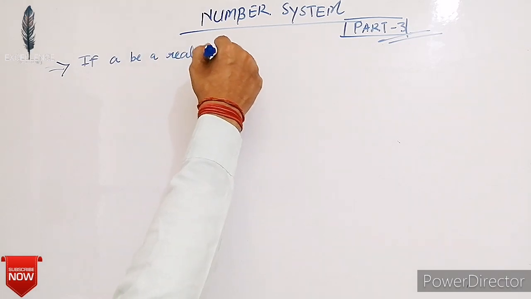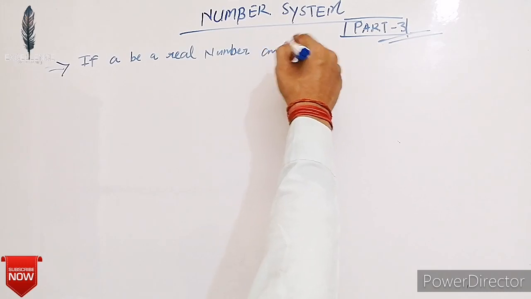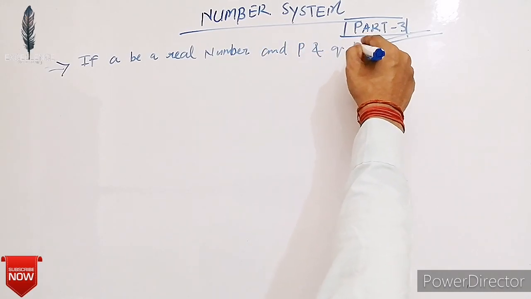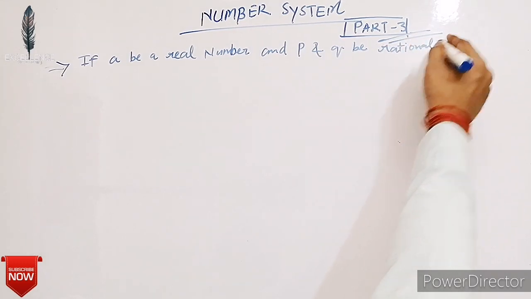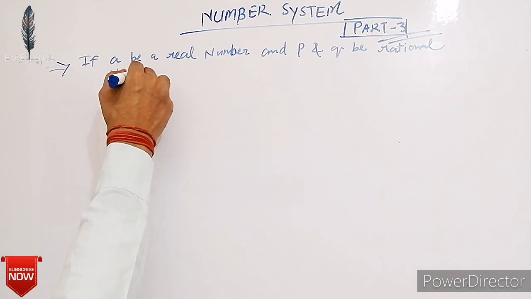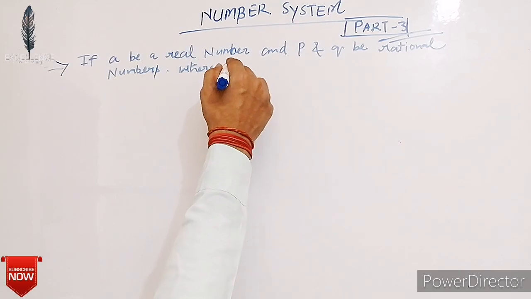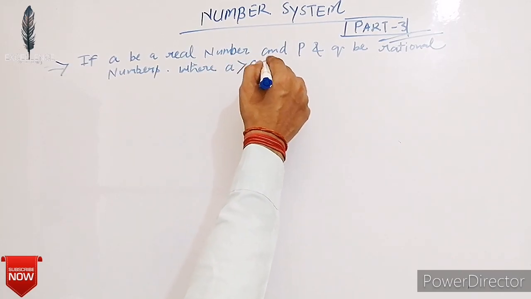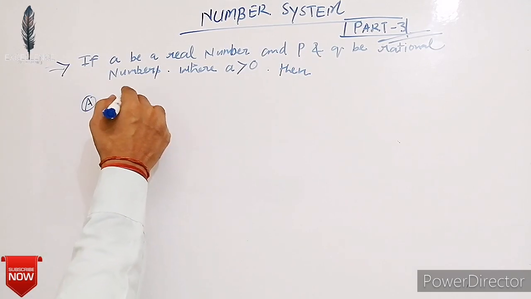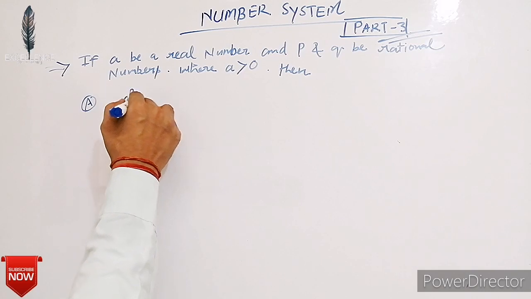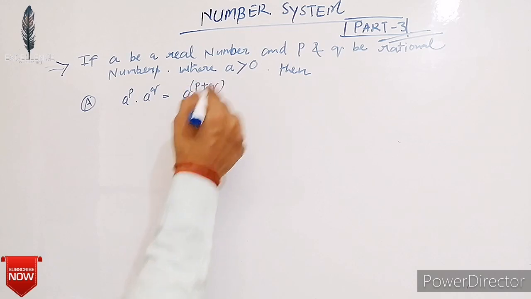If a is a real number and p and q are rational numbers, where a is greater than 0, then a raised to power p into a raised to power q is equal to a raised to power p plus q.